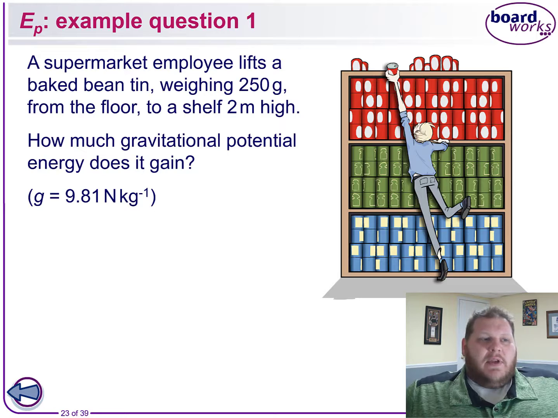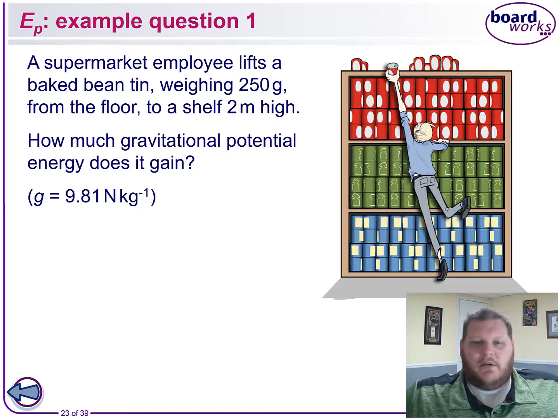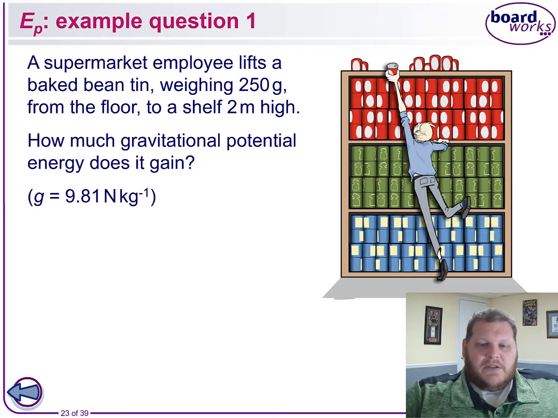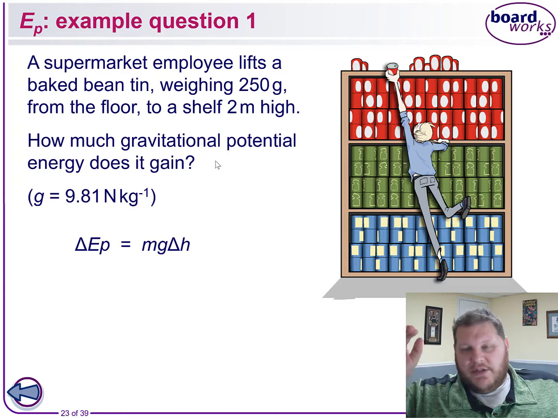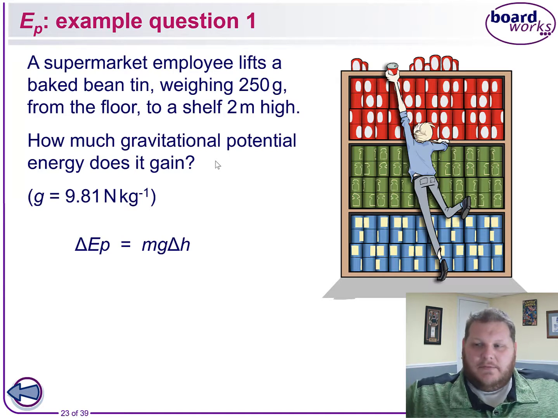In this problem, a supermarket employee lifts a baked bean tin weighing 250 grams from the floor to a shelf 2 meters high. How much gravitational potential energy does it gain? And here we're using our standard 9.8 newtons per kilogram, meters per second squared, for our gravitational pull. So looking at our formula, we know we're looking at how much potential energy is gained, right? So we're increasing that potential energy, not just calculating the final potential energy. We're looking at how much it's gaining.